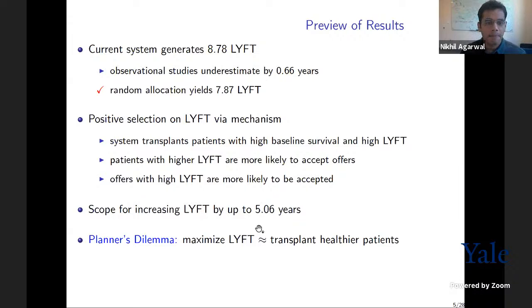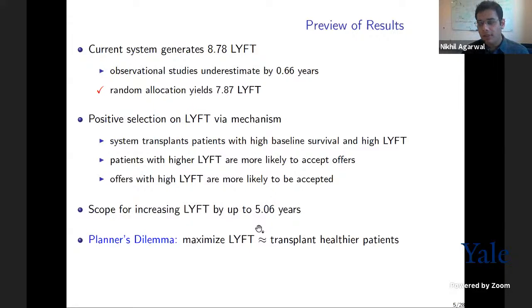Okay, and the current mechanism is doing better than a random allocation. So if you randomly allocated patients to donors without considering the choices or the mechanism or anything like that, you'd get about 8 years of LYFT. So there's a gap of about 1 year per patient, which is a large gap.